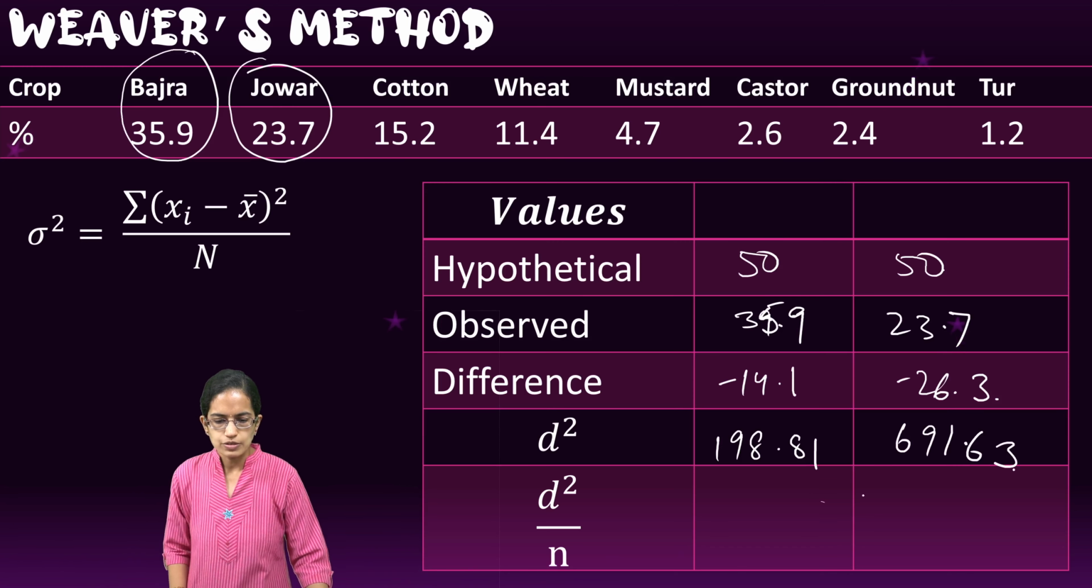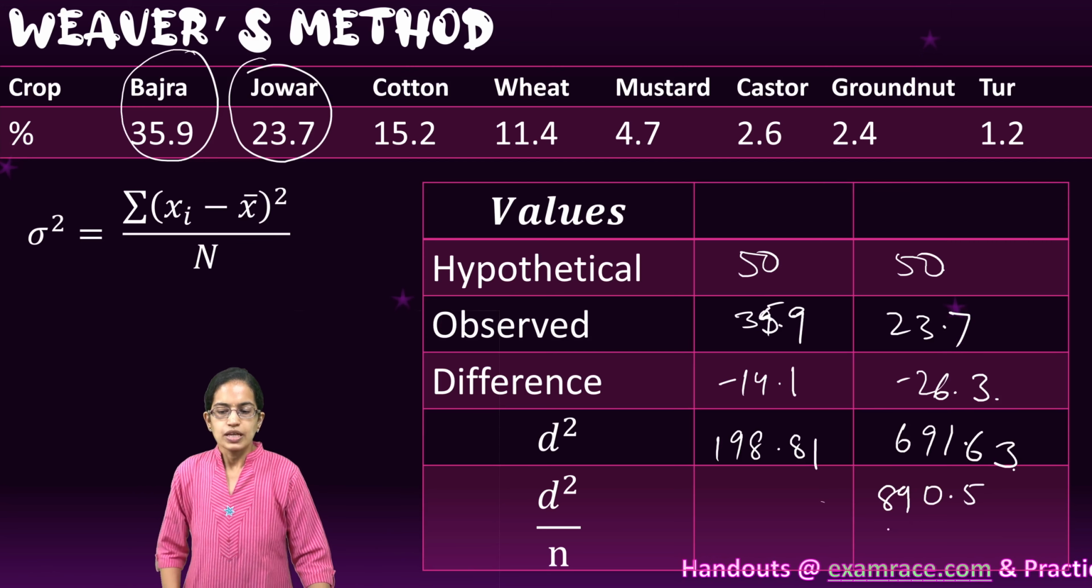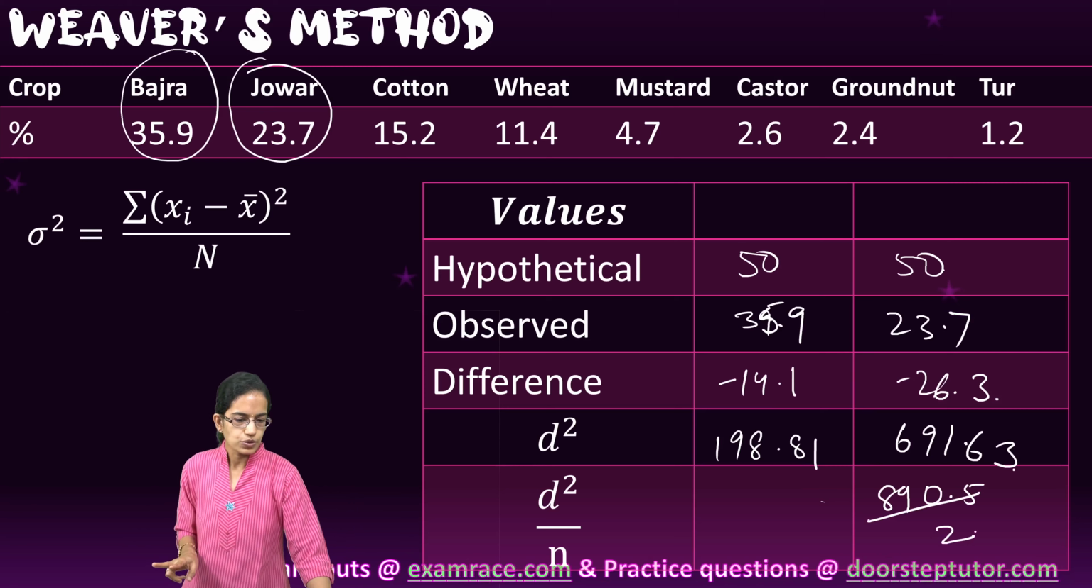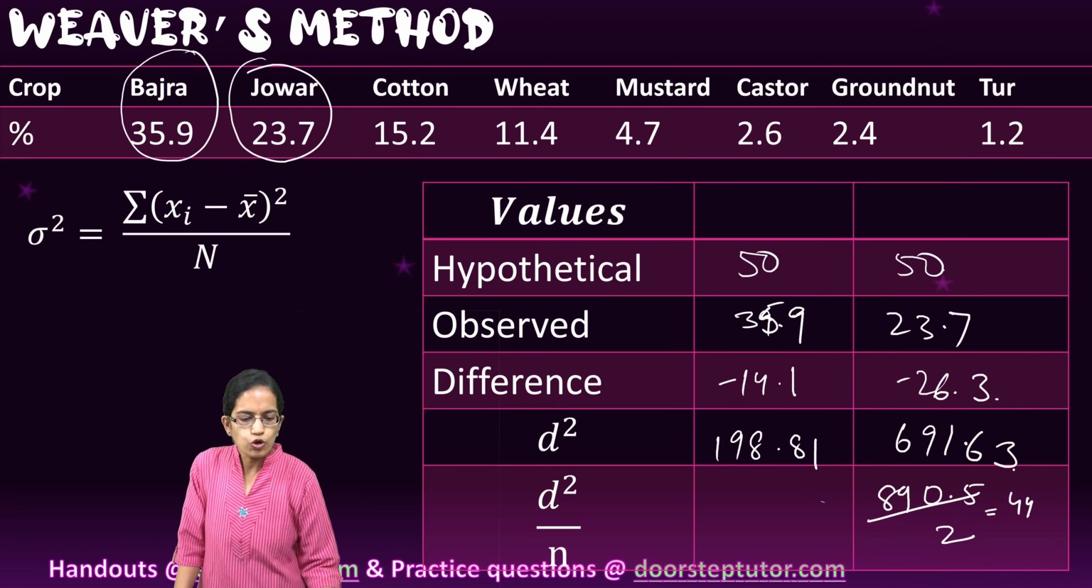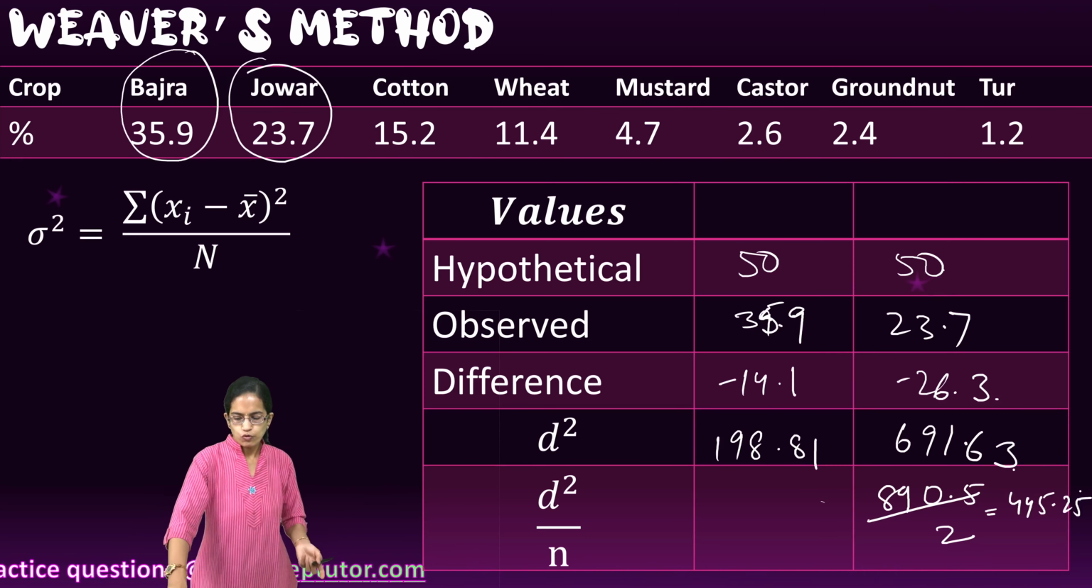Now I sum up these values. The sum comes up as 890.5. Now since I have taken two crops into account, I would divide this value by 2. So my value here would be 445.25. Clear? Now I move forward.